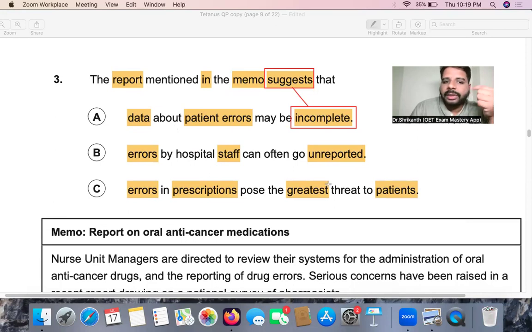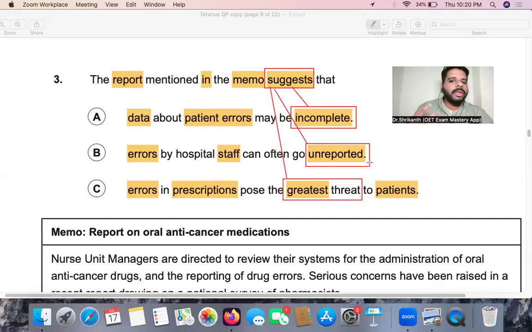Now, what is the verb in answer option B? Errors by hospital staff can often go unreported. So that is can go unreported. Can go unreported means they will not report it. That is the action over here, that is the verb over here, and that is the suggestion. Now, what is the verb in answer option C? C is telling errors in prescriptions pose the greatest threat to patients. Now see over here, the greatest threat. That is the verb over here. Now you see it becomes a little bit easier, right?